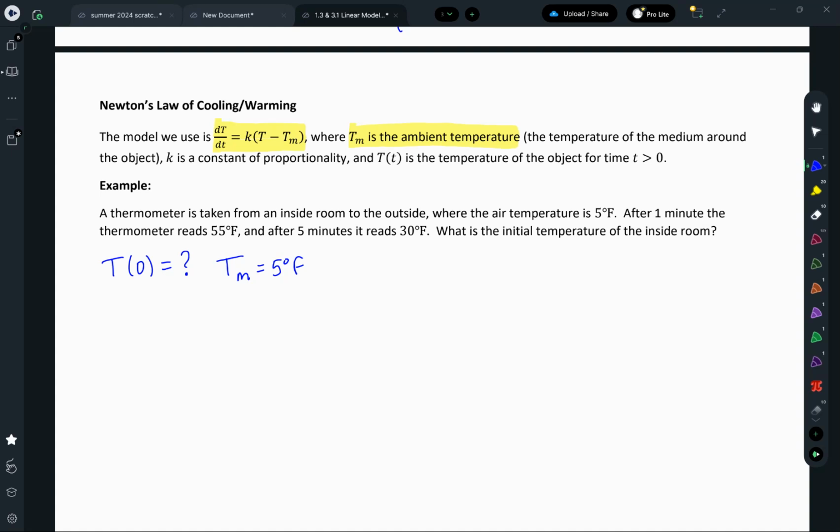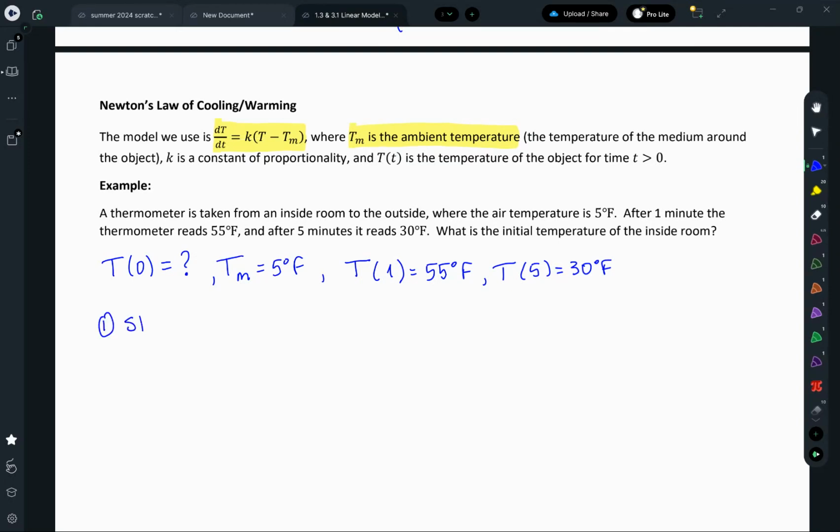And after 1 minute, the thermometer will read 55 degrees. Okay, so now we know T of 1 will be 55 degrees Fahrenheit. And after 5 minutes, it reads 30 degrees Fahrenheit. So it's getting colder for the thermometer. So T of 5 is equal to 30 degrees Fahrenheit. And we want to know the initial temperature of the inside room, which is that T of 0. Okay, so let's start.